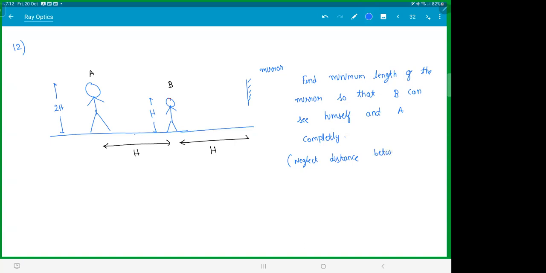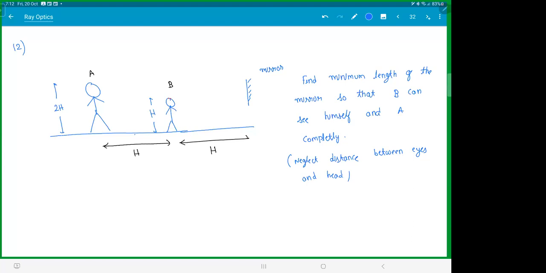So you can just assume eyes are on top of the head. It really won't matter, but makes your life a little easy. Is my question clear? You're standing and behind there is a taller person, 2h, and there's a mirror in front of you. You are supposed to see yourself. You're supposed to see that guy also completely, head to toes. This would be an advanced question.